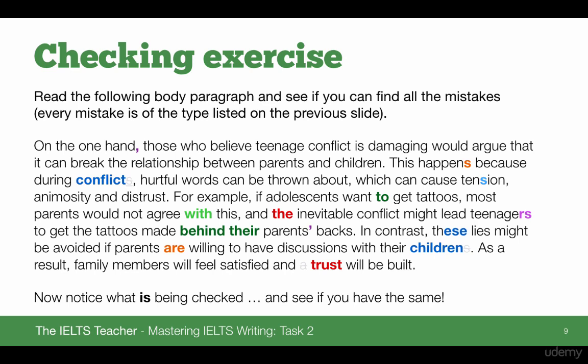For example, if adolescents want to get tattoos, we were missing a word here, so we needed the to. Most parents would not agree with this. Preposition was incorrect. And the article, inevitable conflict, might lead teenagers, again, you've got this countable, uncountable noun, and it's also a case of word formation as well. We had teenage, the adjective, we need teenager, teenagers, the noun, to get the tattoos made behind their parents' backs. Notice that punctuation issue. Parents needed to be possessive, so we added an apostrophe.